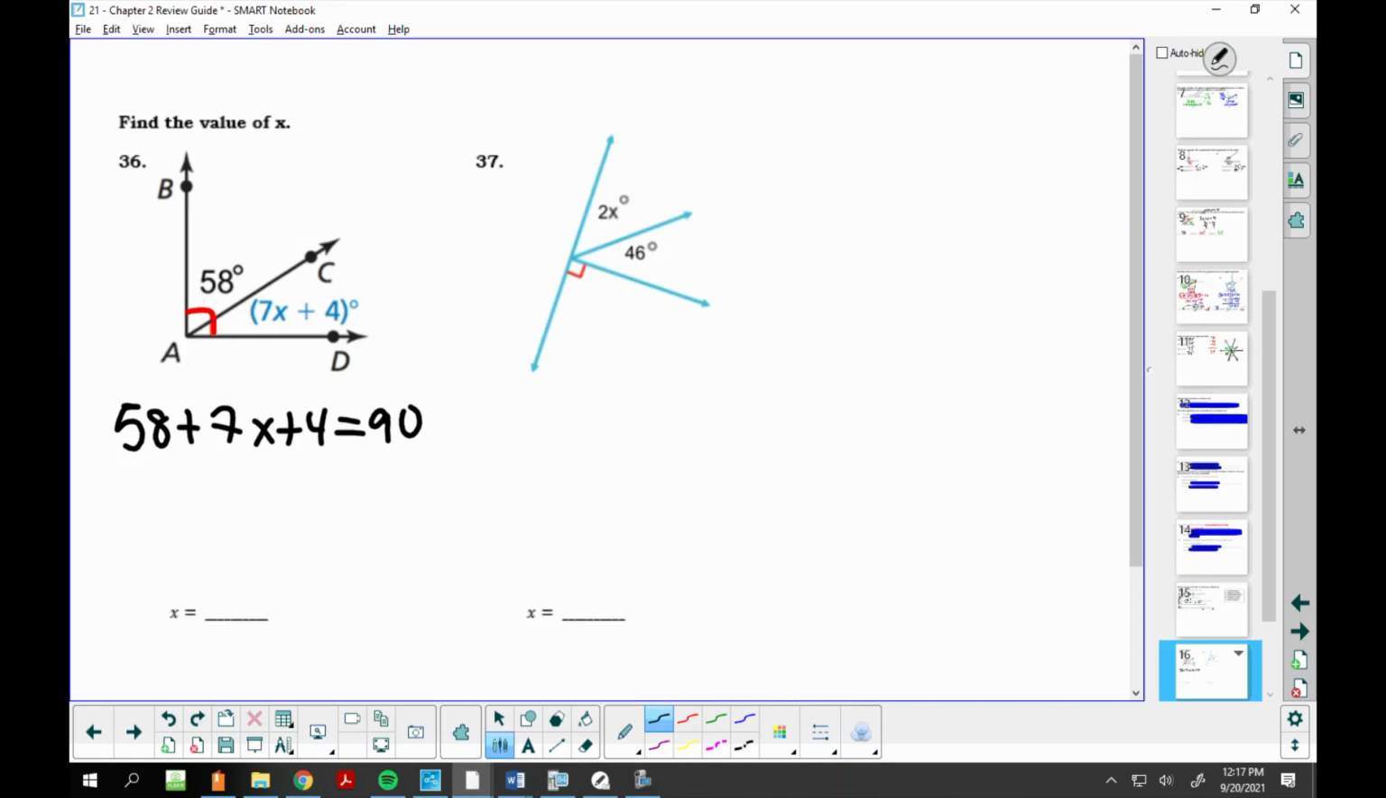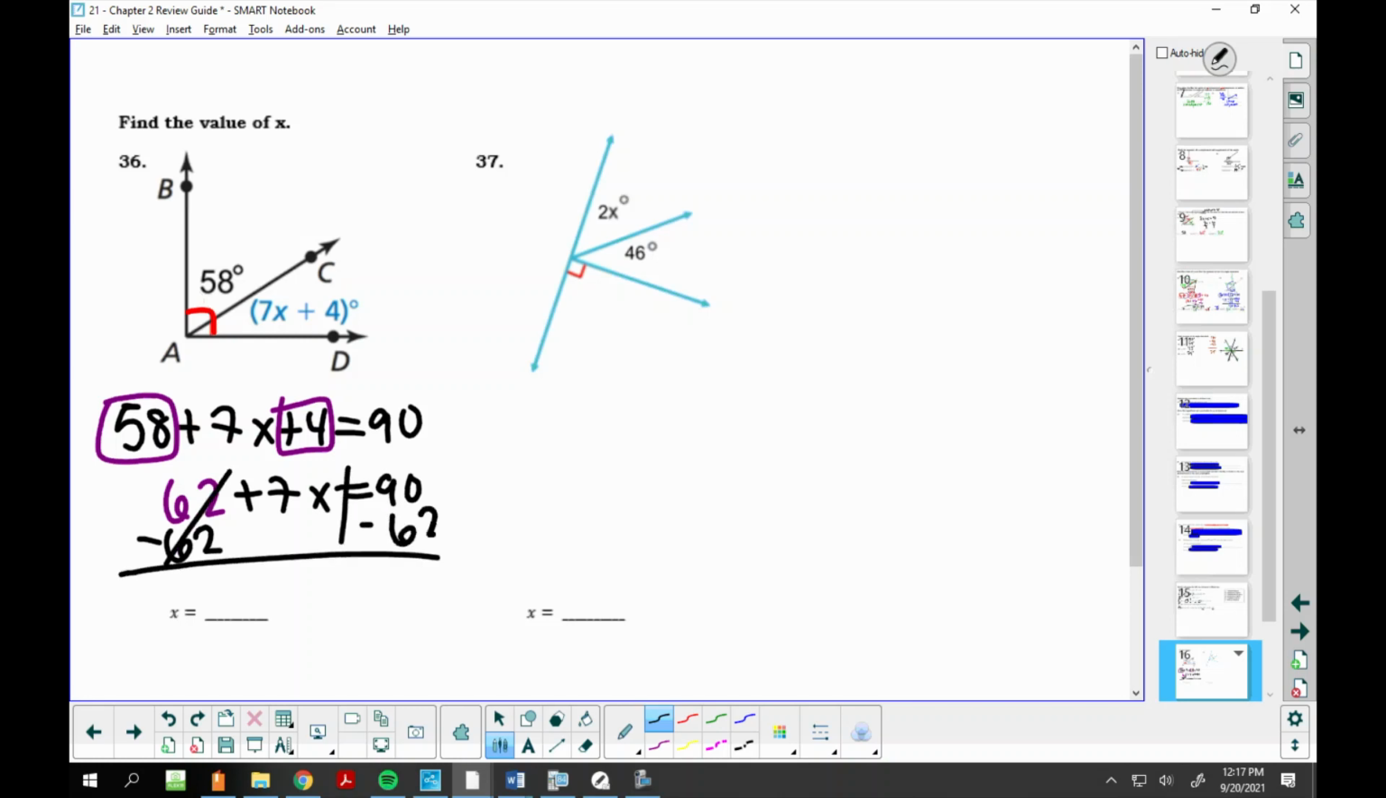So, combine like terms. 58 plus 4 is 62, plus 7x equals 90. I'm going to move my constants to the right side. Okay, if you do it to one side of the equation, you have to do it to the other side. So minus 62, 28, thank you. So 7x equals 28. Divide both sides by 7. x equals 4. Right.